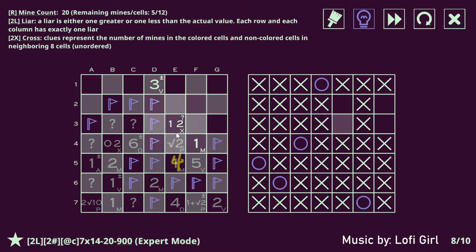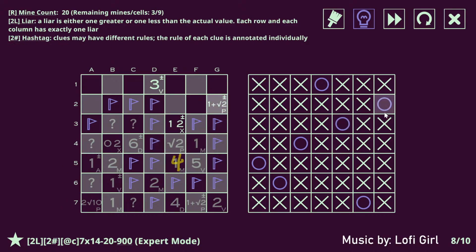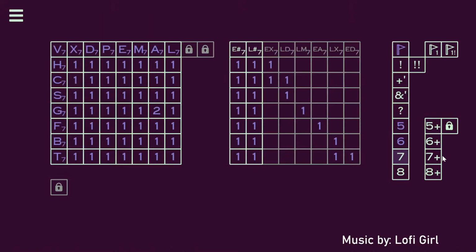Root 2 means that's empty. 1 mod means that these are both mines. Liar, liar. 1 root 2 is just a root 2, so these are both empty. This is lying, and it already sees 4 mines, so that's empty. This is 1 mod 3, so these are both mines. This 3 is lying, so that's a mine, and there we go. Okay. That was a trip. Okay, gotcha. We got it.